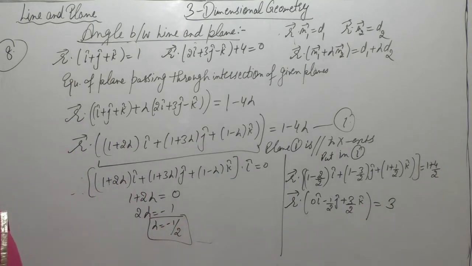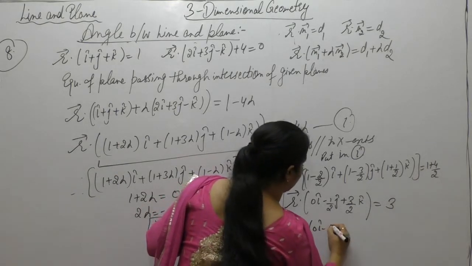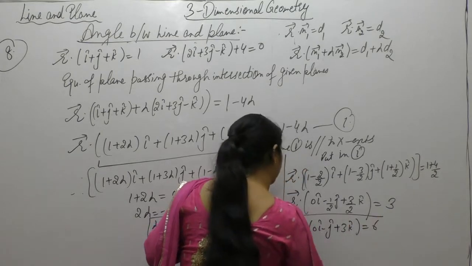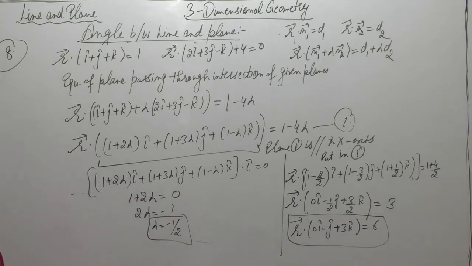Now take 1 by 2 common. So what we get? R dot 0i minus j plus 3k. The 2 goes on the right hand side. 2 into 3, 6. This is the required equation for the plane.